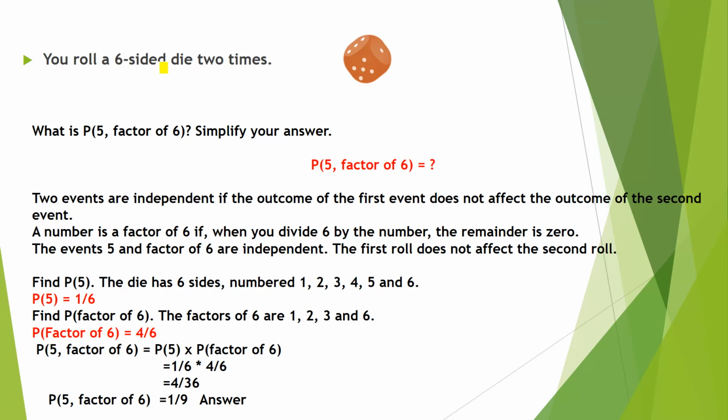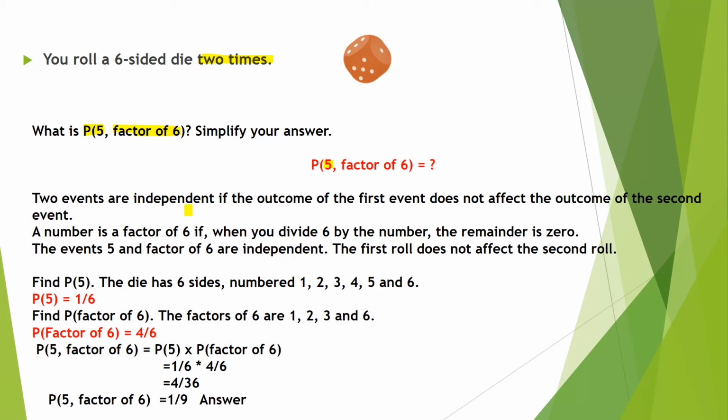Suppose you have rolled a six-sided die two times. So there are two events. The question is, what is the probability that 5 will come up when you roll the die, and the second is, what is the probability that a factor of 6 will come up? So these are the two events: one is 5, the other is a factor of 6. We have to find out.